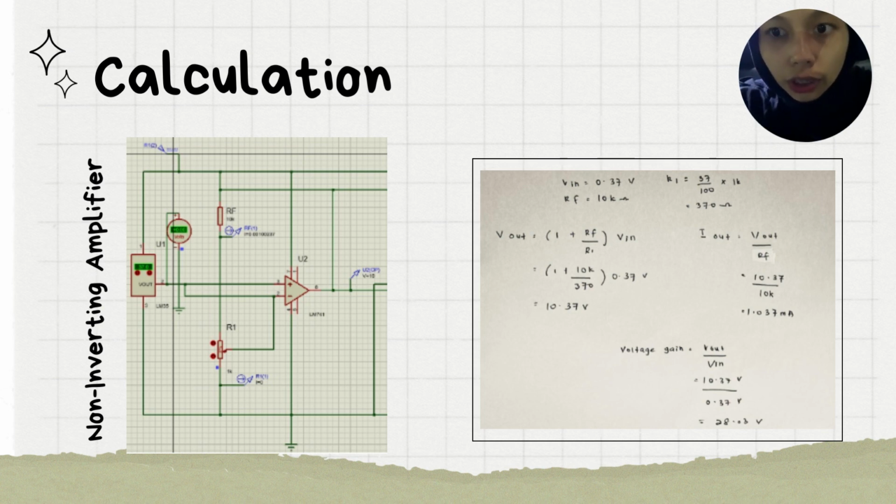We use the formula of the non-inverting amplifier and we get the output, which is the voltage output is 10.37 volts and the current output is 1.037 milliampere. The voltage gain we get is 28.03 volts. When we compare the calculation result and the simulation result, the values are nearly the same as each other.